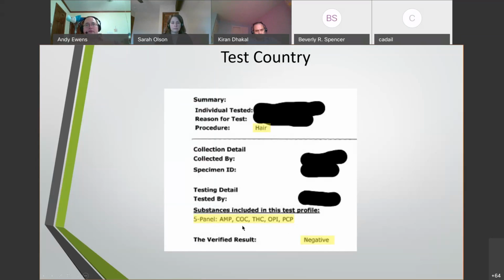So what in the world is COC? What kind of drug is that? You might have to look that up, Google it maybe, to see if it's commonly used. So that usually would be used for cocaine. And here they're saying the verified results are that this was negative for these drugs. So realize too that it's negative for these drugs only. It could have been positive for something that wasn't part of this 5-panel test.